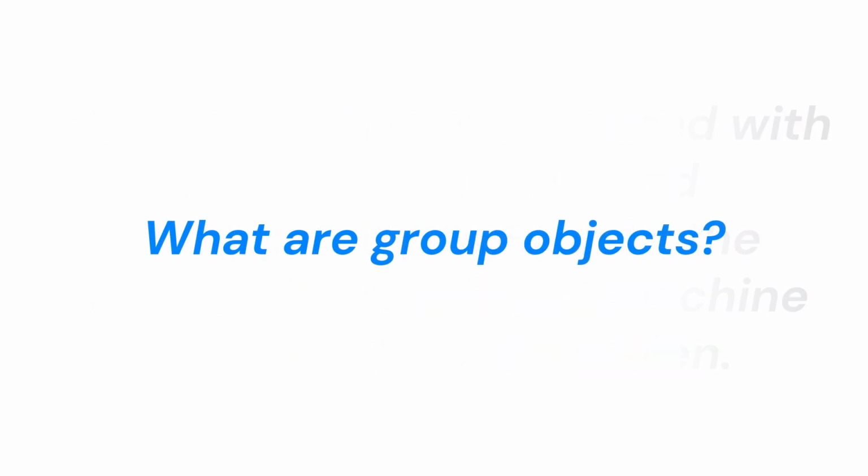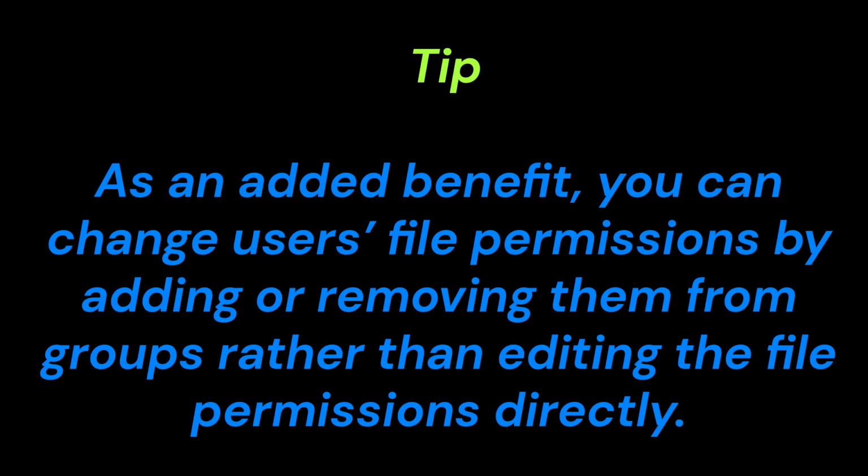What are group objects? Although it might be practical to assign permissions and rights to individual user accounts in small networks, this becomes impractical and inefficient in large enterprise networks. For example, if several users need the same level of access to a folder, it's more efficient to create a group that contains the required user accounts and then assign the required permissions to the group. Tip: as an added benefit, you can change users' file permissions by adding or removing them from groups rather than editing the file permissions directly.